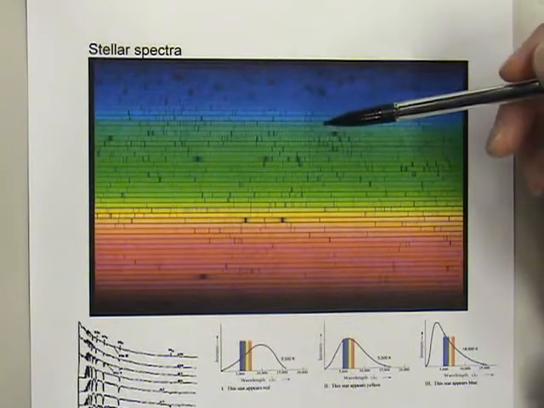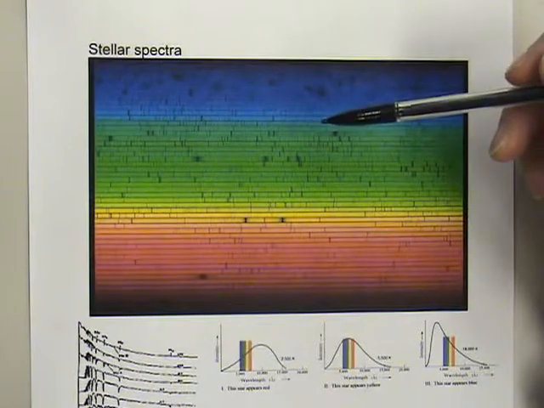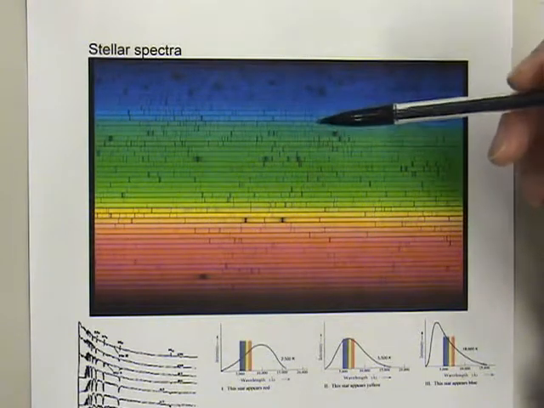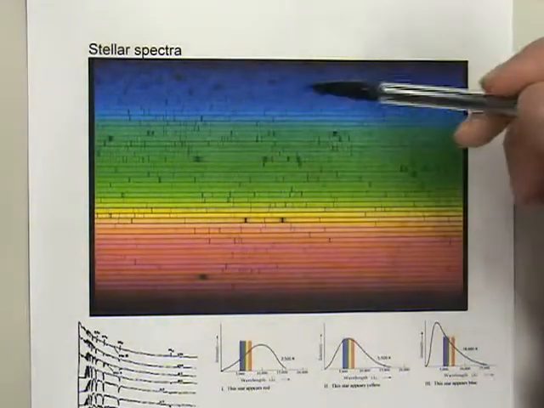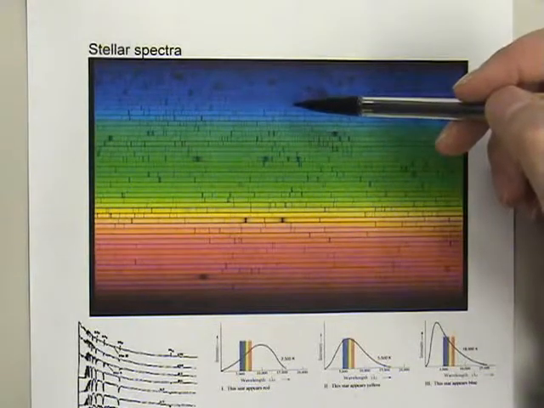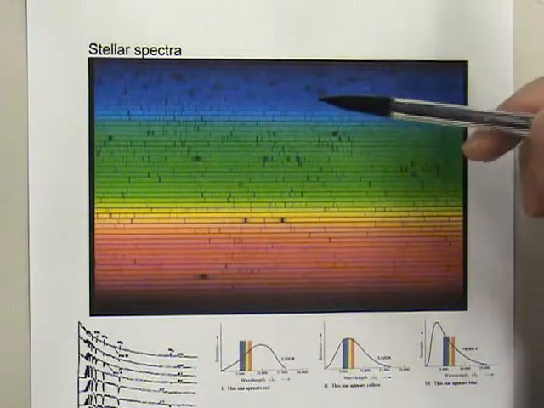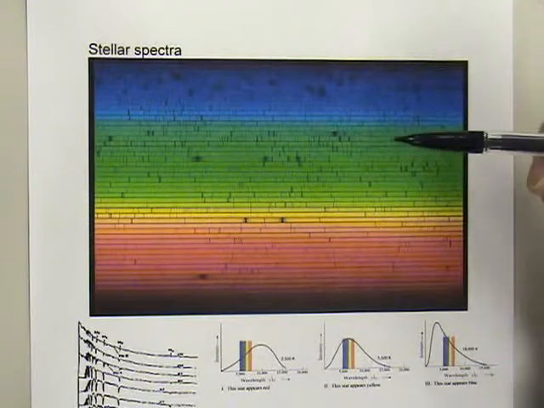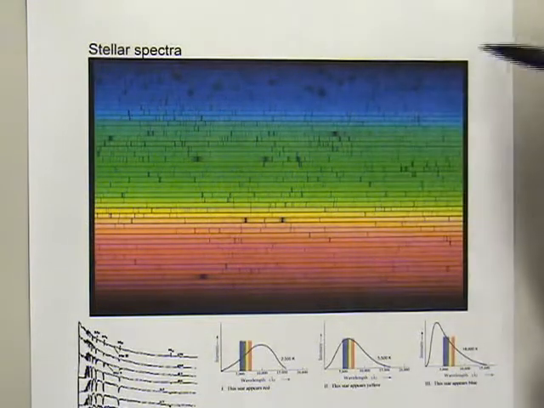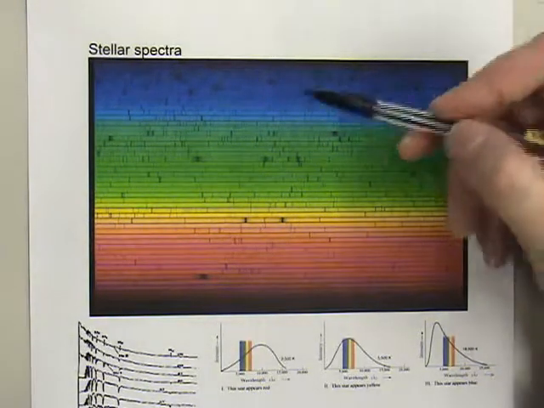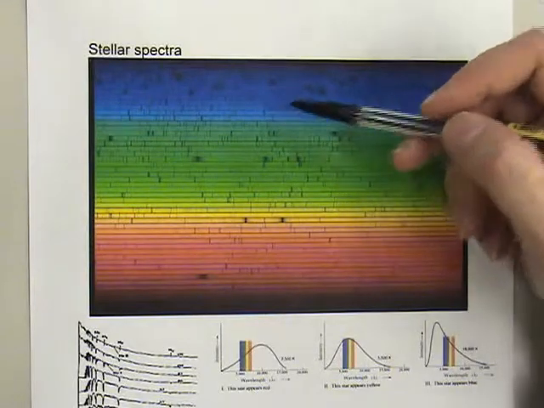So just to remind you, an absorption spectra is when the gases in the atmosphere are cooler, and so as the light passes through them, certain wavelengths that are characteristic of that particular atom get absorbed and then re-emitted, but it's very unlikely they get re-emitted in the same direction. And so what we ultimately end up seeing is little dark lines.